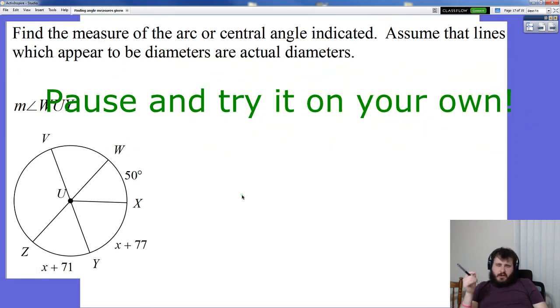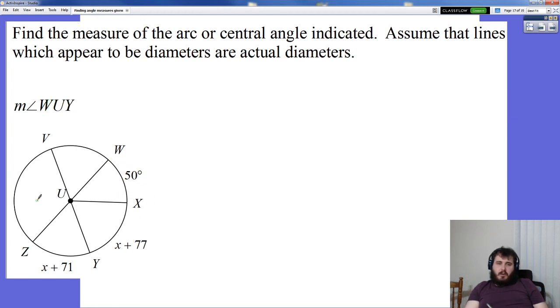Same idea. Give it a try. Make sure you can do it. Alright, same idea. These add up to 180, right? It's a semicircle. So we want W, U, Y. So we want whatever these two add up to together, right? So we'll have to do a little bit of grunt work after we're done, but it shouldn't be that hard. So we're going to add them all up, set it equal to 180. We've got this one, and this one make 180.